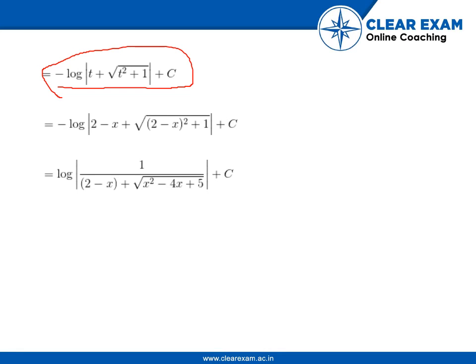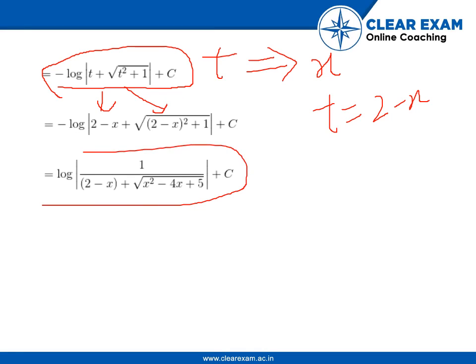We cannot leave our answer in this form only, as this answer is in the variable t. So we have to back substitute the value of t in terms of x, as x was our original variable. So we replace t by 2 minus x. So we do the same here, replace t by 2 minus x and get our final answer as minus log of 1 upon some expression plus c, where c is an arbitrary constant.